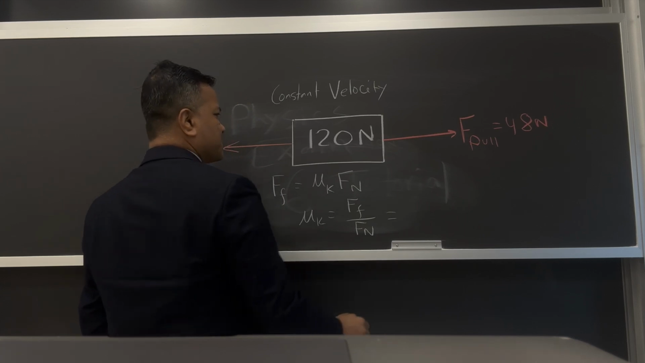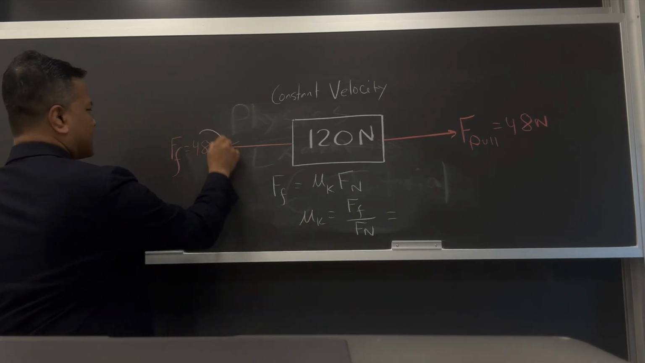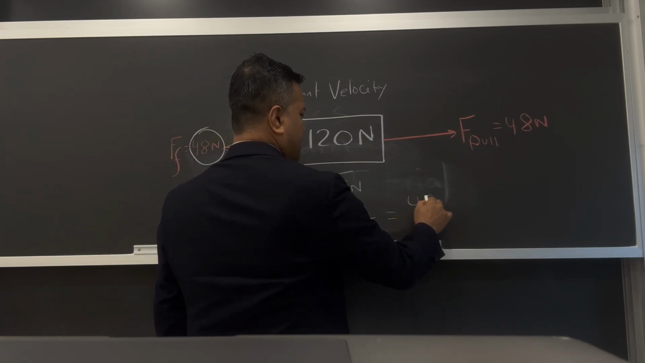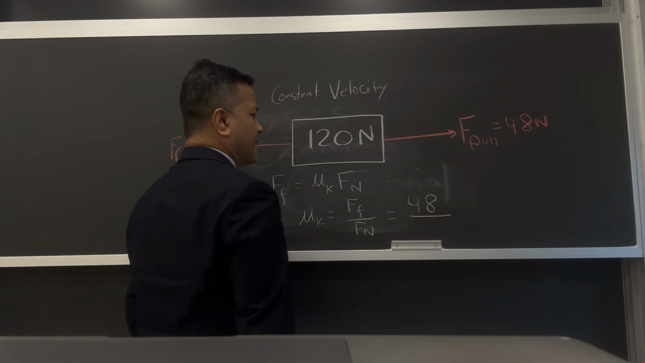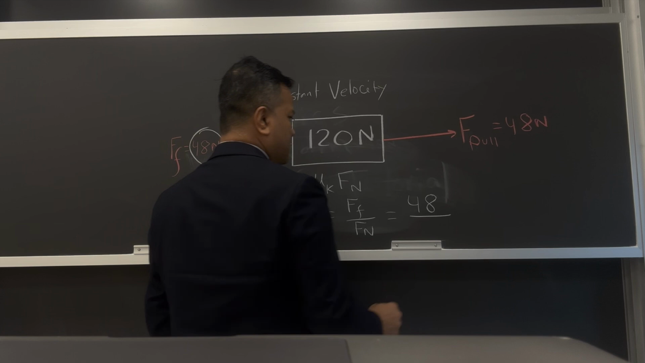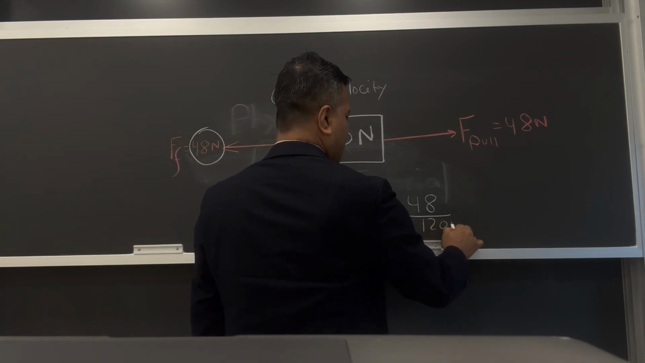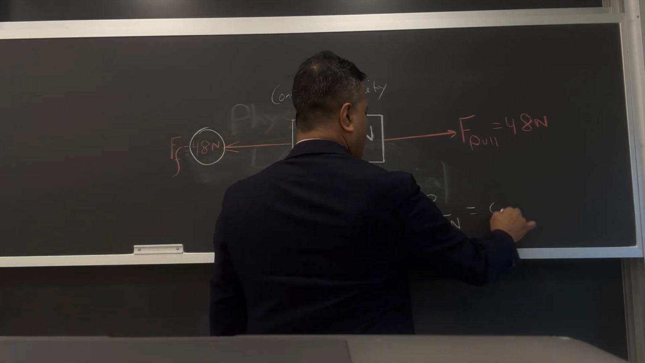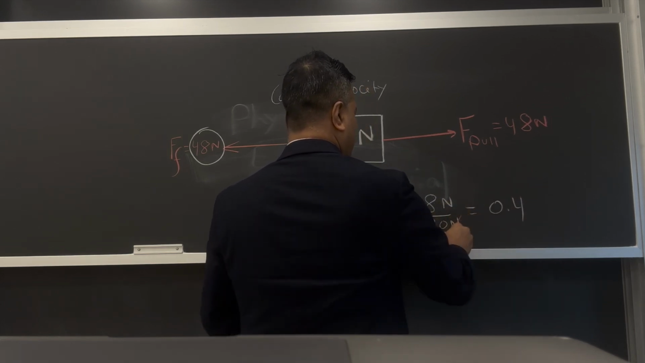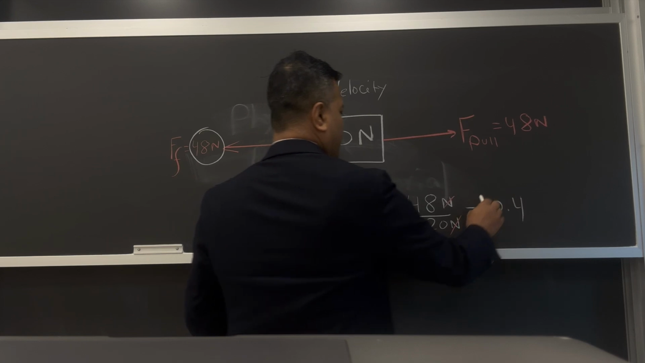Ff is how much? 48 Newton. And Fn is how much? Fn is 120 Newton. So mu k is 0.4. Newton, Newton cancel, so you don't have any unit. So this is the answer.